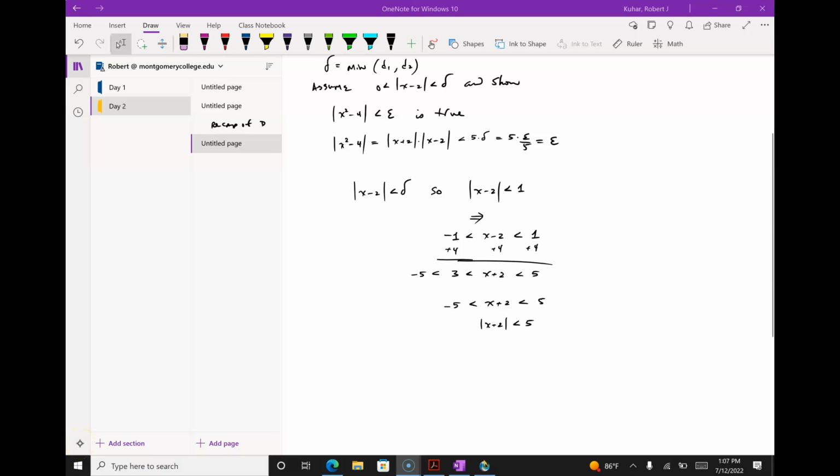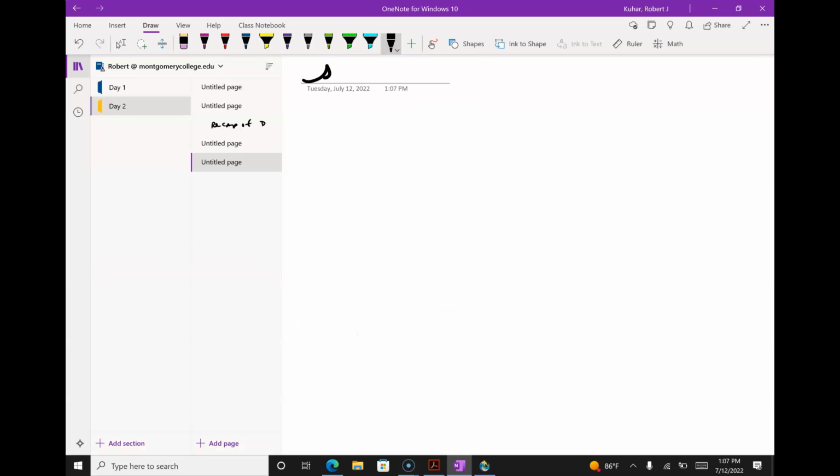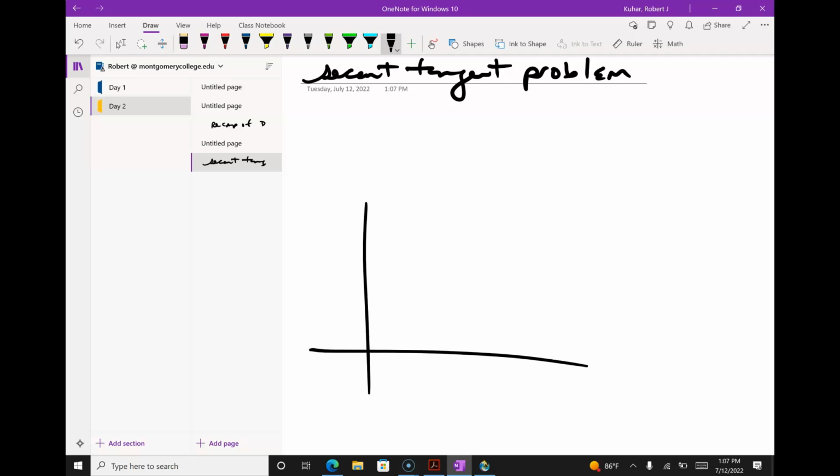This is the secant tangent problem. Right? We're talking about the secant tangent problem. So I'm going to typically see my function, right? And I would love to find, at C, the slope of the tangent line.